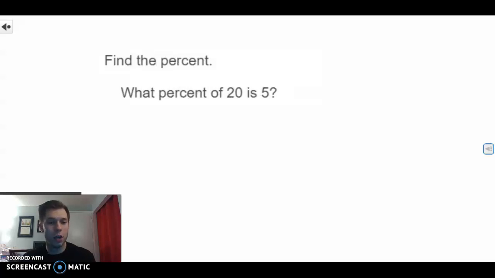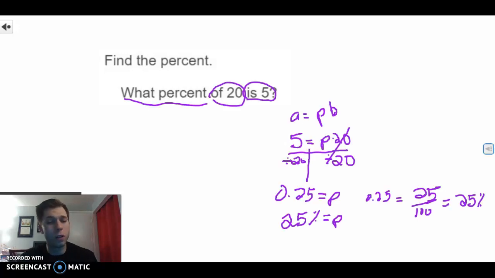Find the percent. What percent of 20 is going to be 5? So for this one, you're looking for the percent. So in your equation, A equals PB, you know that the part is going to be 5 because it says is 5. A is the part, and the part is always represented by is. Okay. The whole, or B, is always represented by of, so of 20. So you substitute in 5 for A and 20 for B.